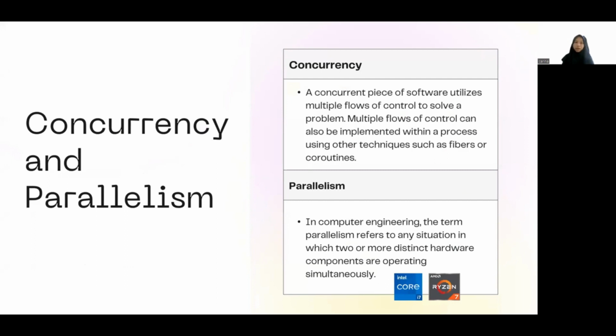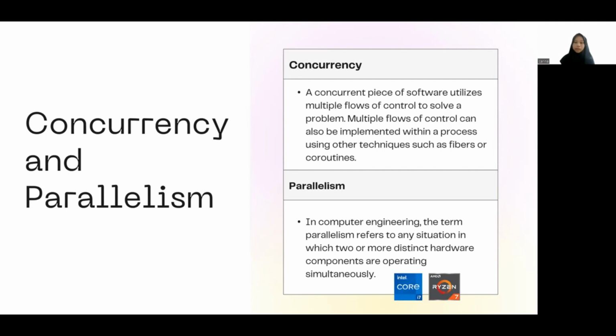So concurrency is when a piece of software utilizes multiple flows of control to solve a problem, which can also be implemented within a process using other techniques such as fibers or coroutines. So the central problem of concurrent programming is how to coordinate multiple readers and multiple writers of shared data.